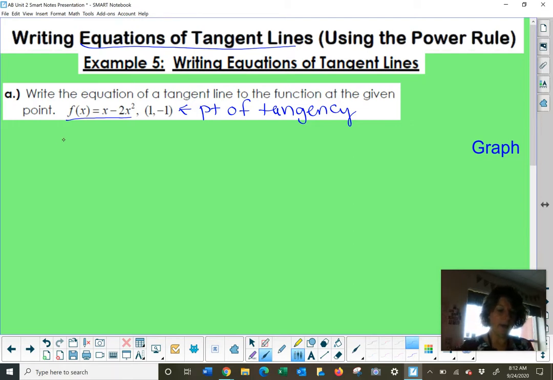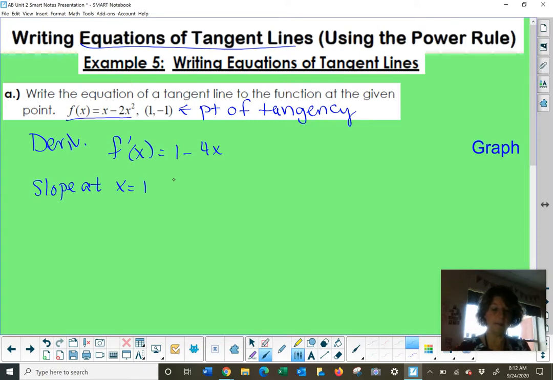All right, first thing I know I need is the derivative. The derivative f prime of x equals 1 minus 4x. I need to know the slope at x equals 1, at that point of tangency. Because in order to write a linear function, I need a slope and a point. All right, I got the slope, or I don't have the slope, I need to calculate it. Oh, you know what? Let's write the word calculate in front of here.